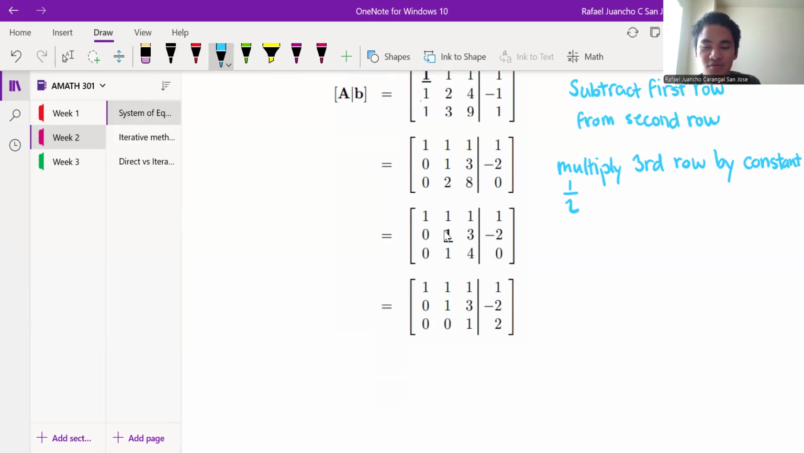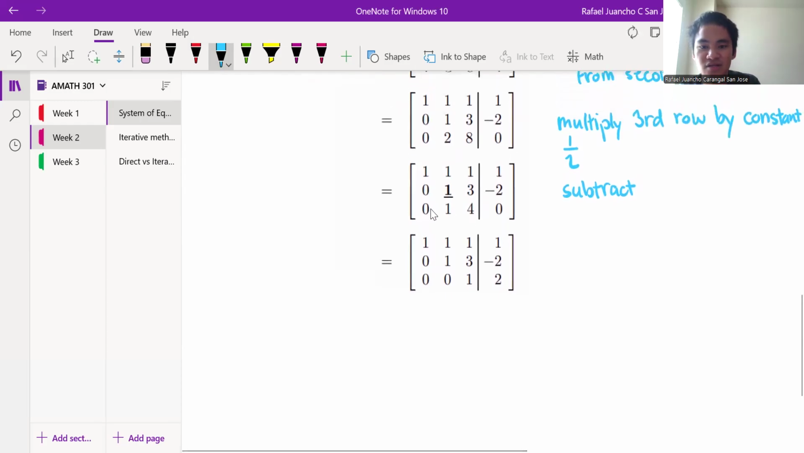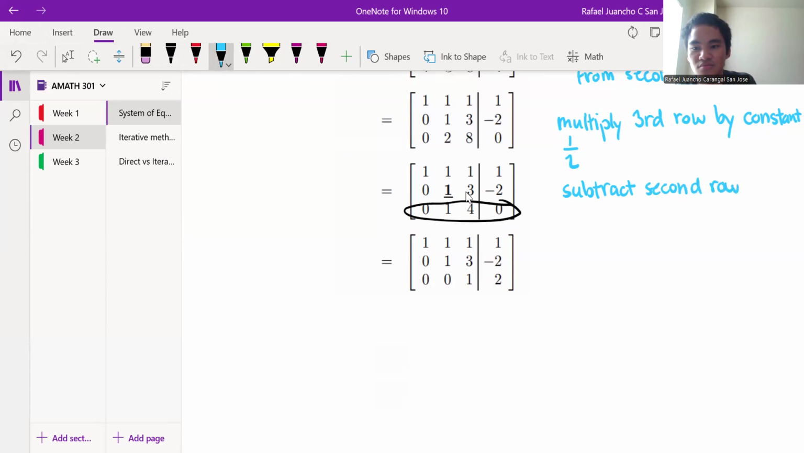Okay, now what did I do in my third one? So from here, well, nothing changed in my first row. Nothing changed in my second row. But something changed in my third row. I subtracted. So subtract first row from second row. So second row minus first row. So here I subtracted, basically it's these numbers minus these numbers. So I subtracted my second row from first row, right?